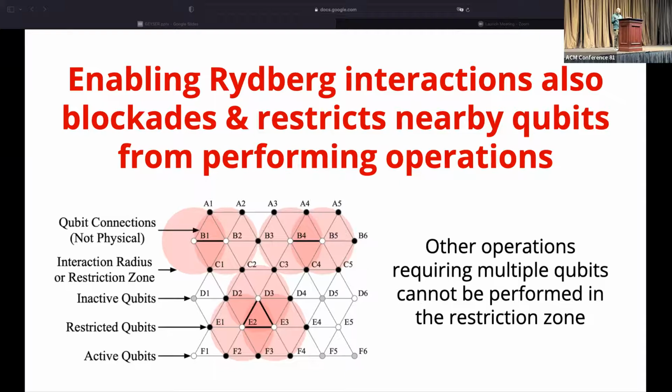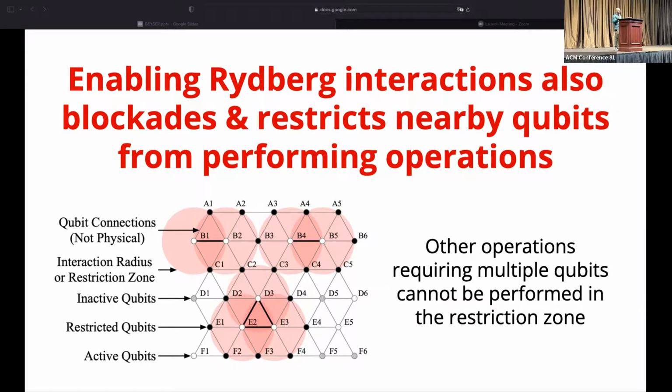So here's an example of Rydberg interactions for this circuit. Here the atoms are arranged in a triangular grid. The circles are the qubits or the atoms, and the lines are not really physical connections. They're just there to show that it's a triangular grid. And what we have here is 3 operations running. 2 are 2-qubit gates, which are CZ gates, and the operation at the bottom in the triangle is the CCZ gate. And the big red circles show their interaction radii.